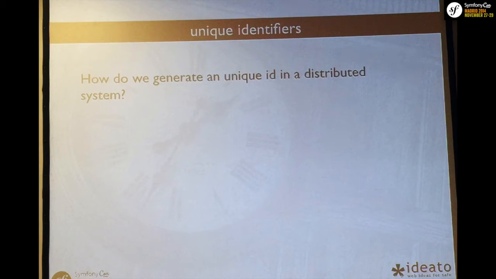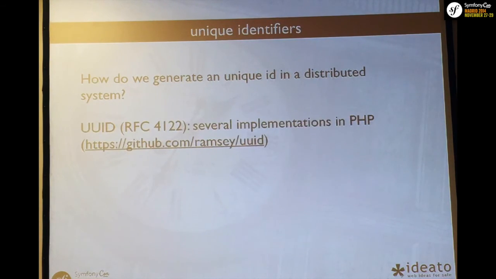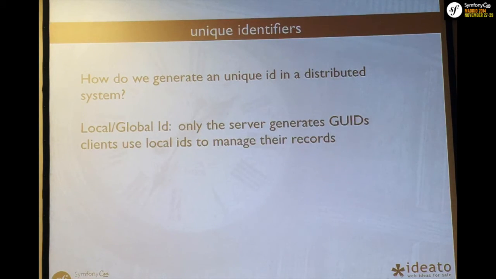Basically, you have two ways of dealing with that. The first one is using globally unique identifiers, which has an RFC. Basically, you create a quite long identifier, and you are pretty sure that it will not collide with any other ID generated on different machines. Or another approach is to use local and global IDs, which is the choice we made for our use case.